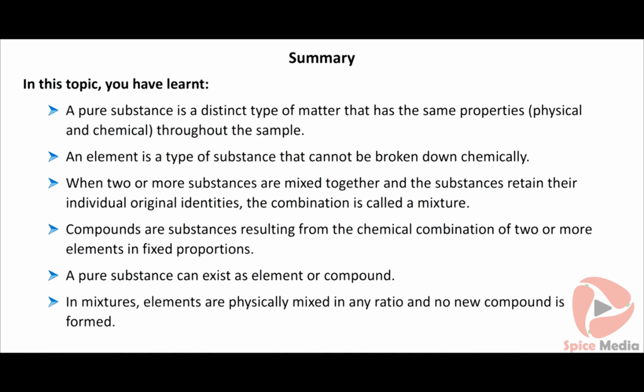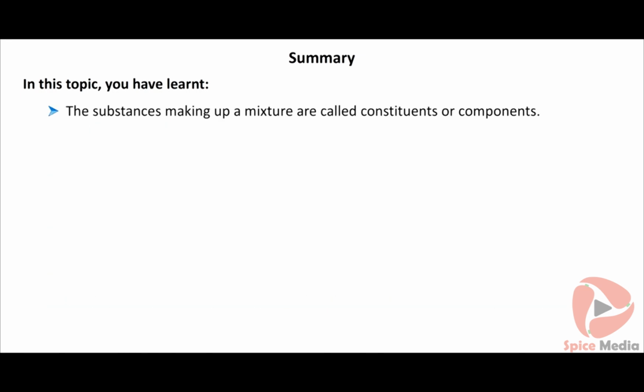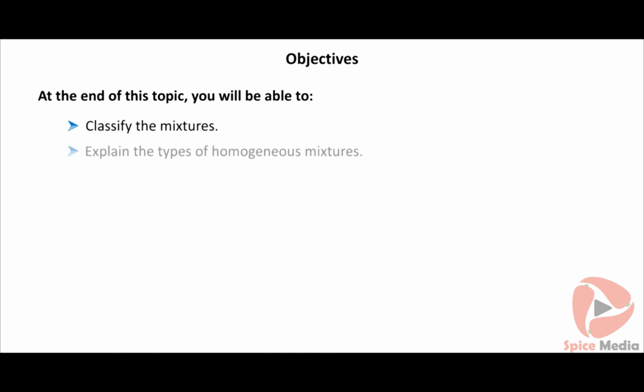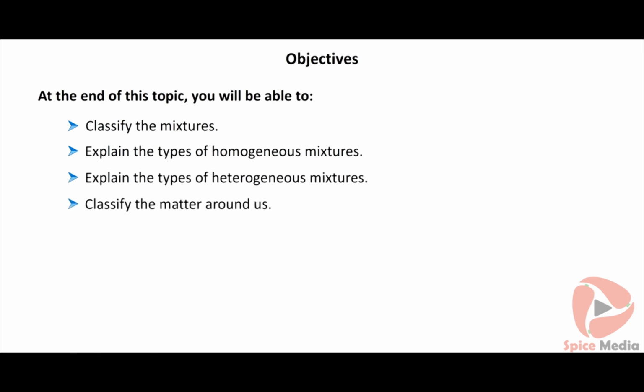In mixtures, elements are physically mixed in any ratio and no new compound is formed. The substances making up a mixture are called constituents or components. At the end of this topic, you will be able to classify the mixtures, explain the types of homogeneous mixtures, explain the types of heterogeneous mixtures, classify the matter around us, and list a few examples of heterogeneous and homogeneous mixtures.